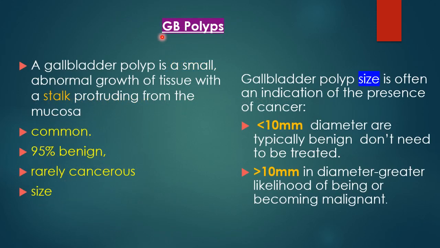Next we come to gallbladder polyps. A polyp is a small abnormal growth of tissue or mucosa lining the gallbladder. It has a stalk protruding from the mucosa. It is a common condition, but 95% or more are usually benign, and rarely they become cancerous.